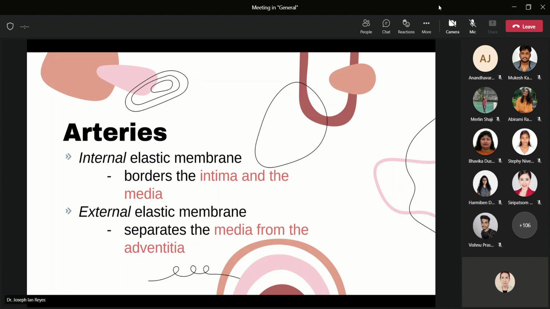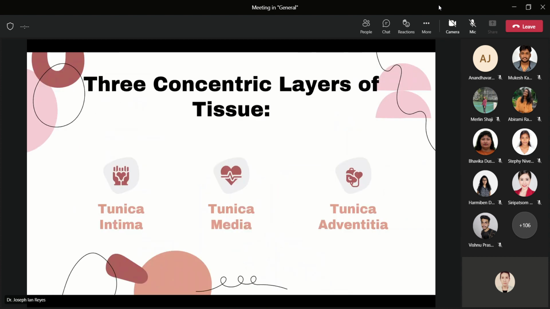In the arteries, between the intima and the media, you have your internal elastic membrane. Those three layers have membranes between them. Between the intima and the media, you have your internal elastic membrane, and between the media and the adventitia, you have your external elastic membrane. So again, tunica intima, tunica media, and tunica adventitia.